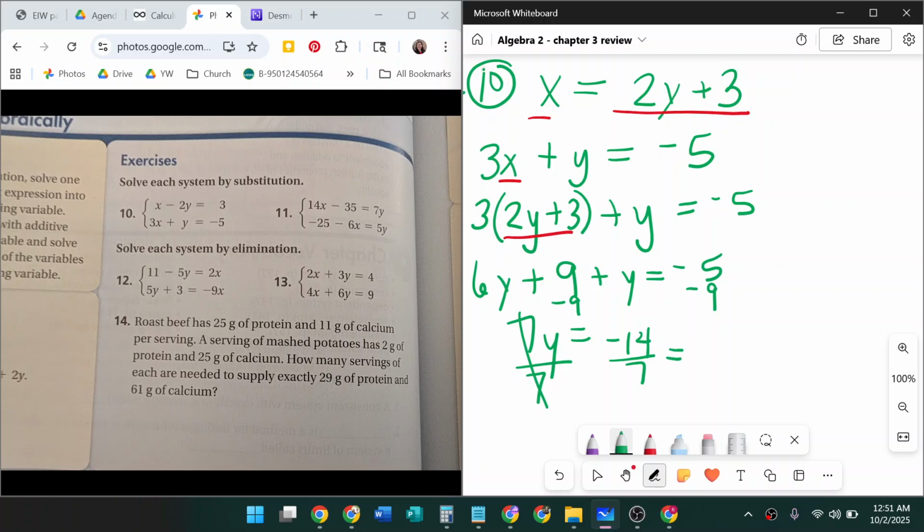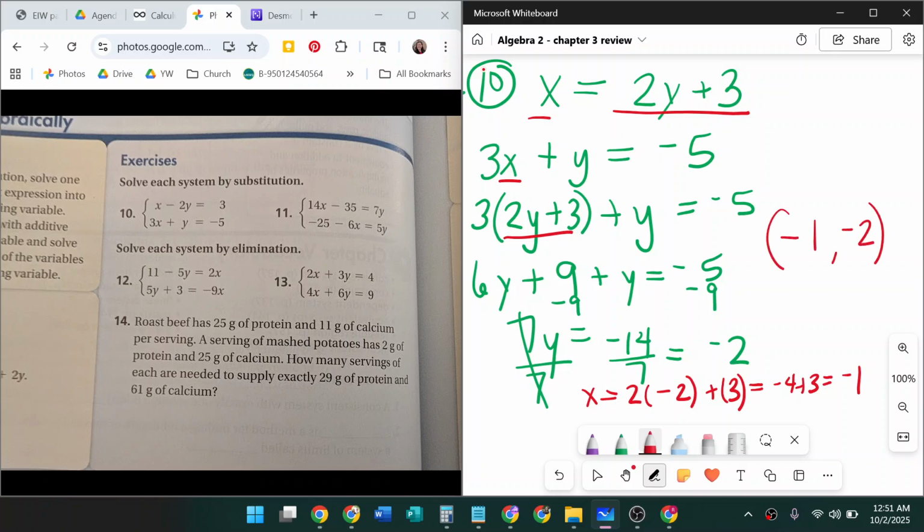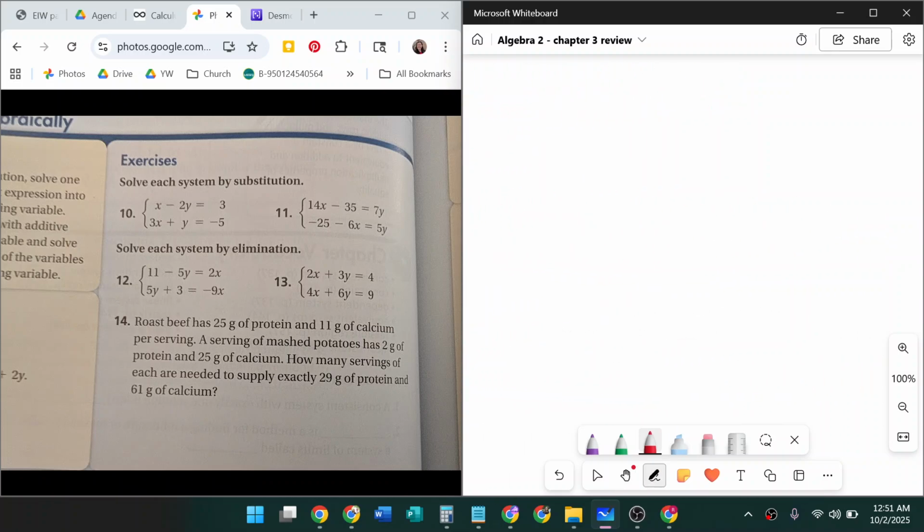Okay, so y equals -2. And we could plug that into either equation and figure out what x is. So x equals 2, y plus 3 equals -4 plus 3, which equals -1. So the solution of this would be -1, -2. There's my -1, there's my -2. Alright, so substitution. Solve for something, plug it into the other one. Here's number 12. Pause it if you haven't worked number 12 yet and you want to first.